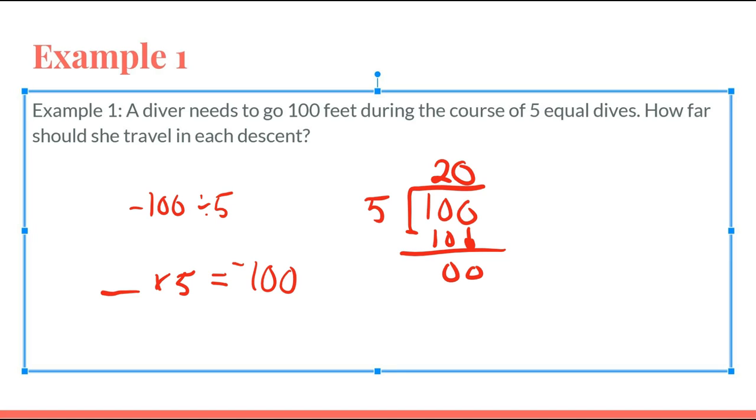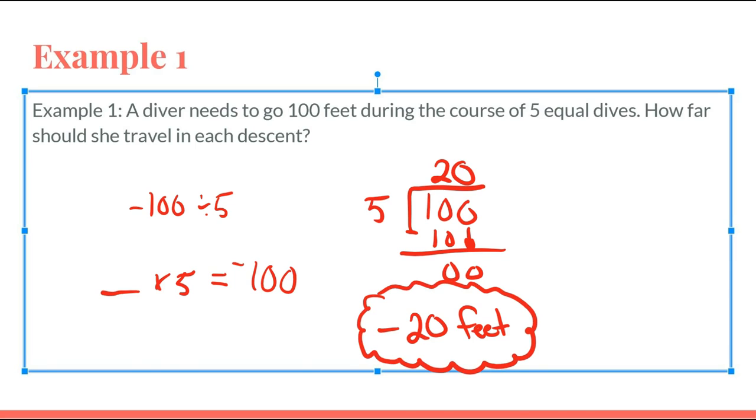We take a look at our signs. We have a negative divided by a positive. Signs are different, so my answer is negative. She wants to go a negative 20 feet on each of her dives. Okay, pause the video, try the your turn section, come back, check your work.